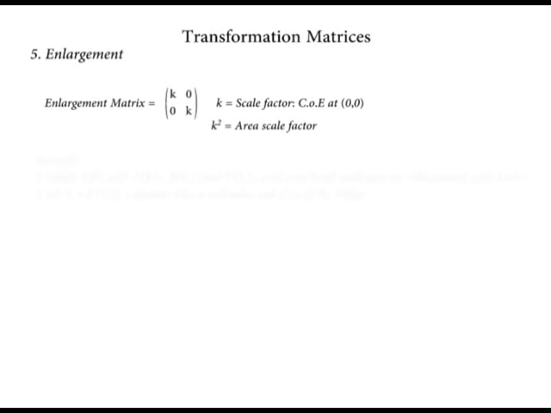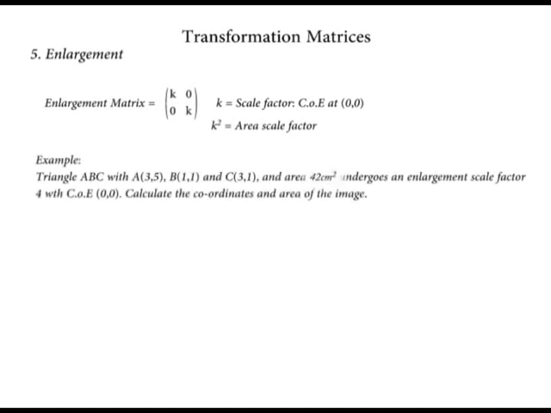For example, triangle ABC with coordinates A(3, 5), B(1, 1), and C(3, 1), and area 4 square units, undergoes an enlargement with scale factor 4 with center of enlargement at (0, 0). Calculate the coordinates and the area of the image.